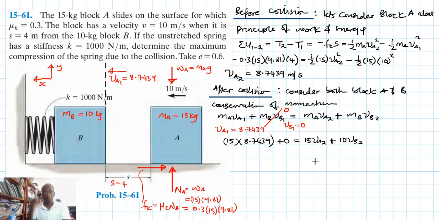Writing this, we'll have 15 by 8.7439 plus 0 equal to 15 VA2 plus 10 VB2. So we need to find these after collision. If we work out 8.7439 by 15, this gives us 131.585 equal to 15 VA2 plus 10 VB2, and this becomes our equation 1.